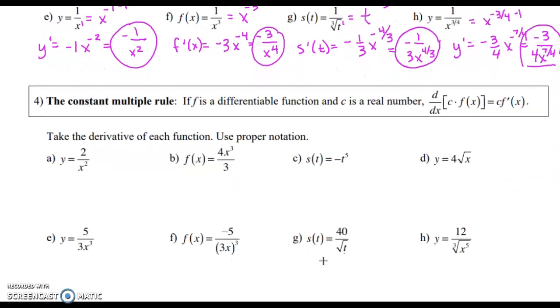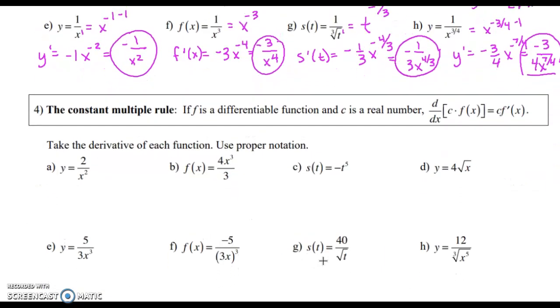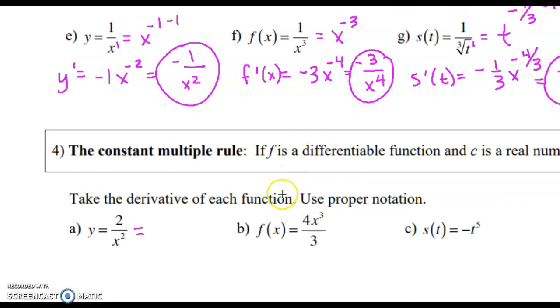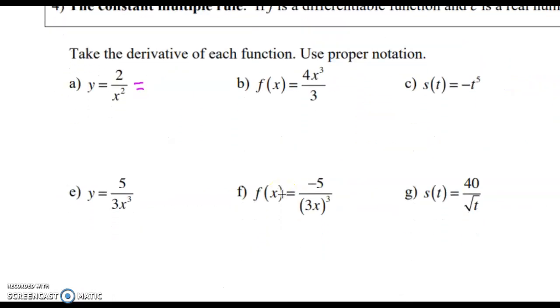Okay, now we're going to do the constant multiple. So what that means is we might have a number in front that's being multiplied by a power. And so that says, hey, just keep it being multiplied and then do your power rule normal. So on example number 1, I'm going to make this bigger. Okay, we've got to rewrite the original.